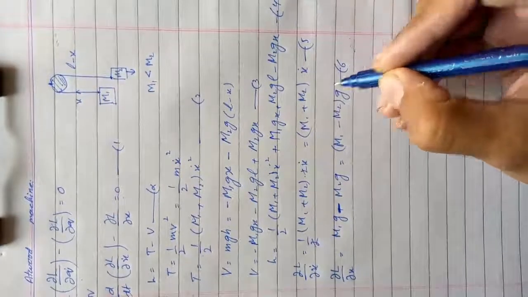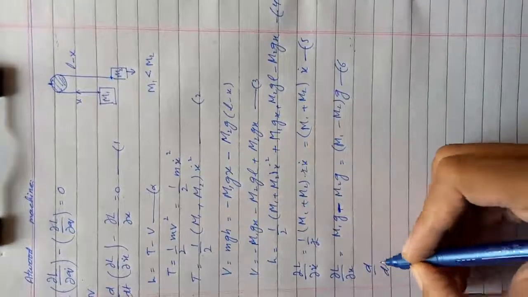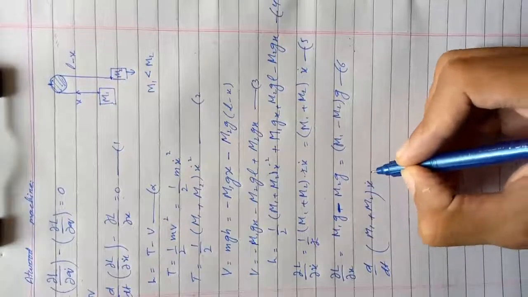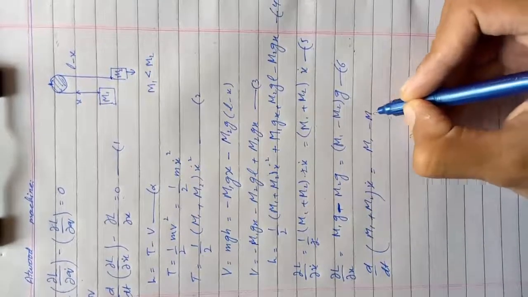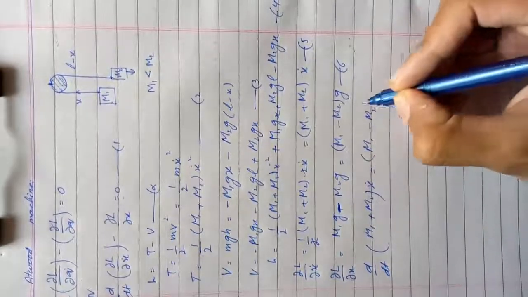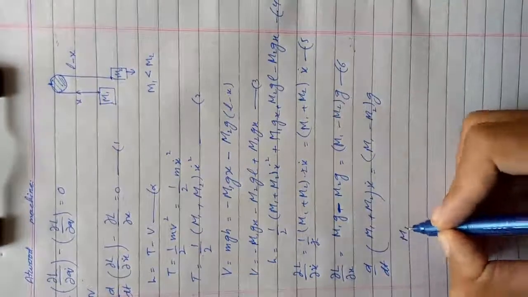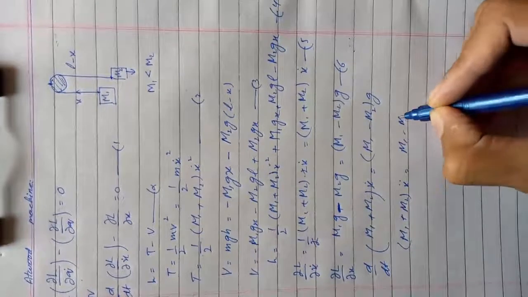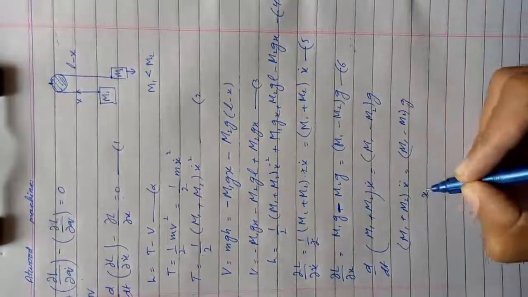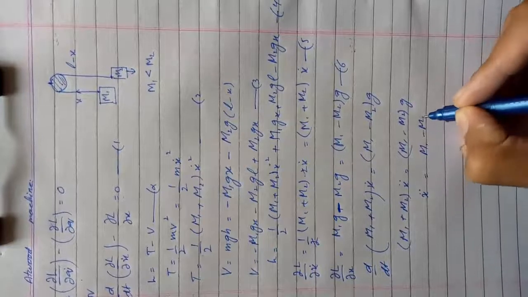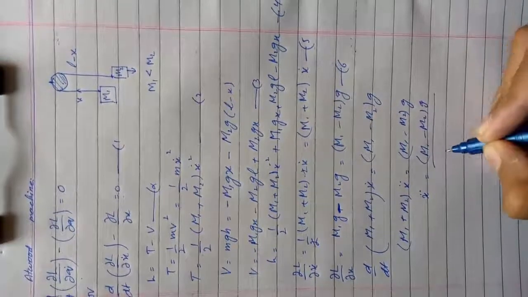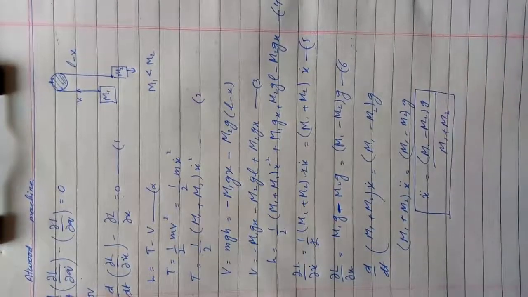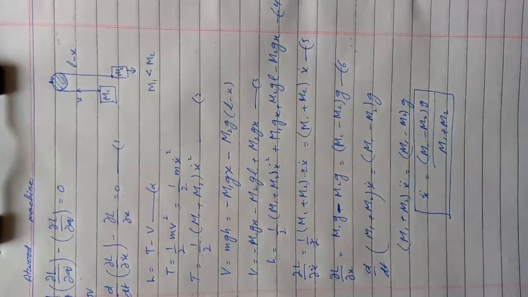Now put equations 5 and 6 in equation 1. We have d over dt of (m1 plus m2) x dot equals (m1 minus m2) g, and taking the derivative, (m1 plus m2) x double dot equals (m1 minus m2) g, so x double dot equals (m1 minus m2) g divided by (m1 plus m2), which is the acceleration of the masses produced in the Atwood machine.